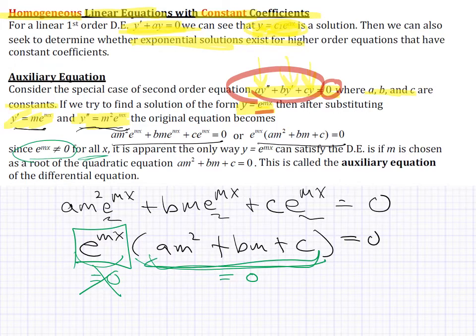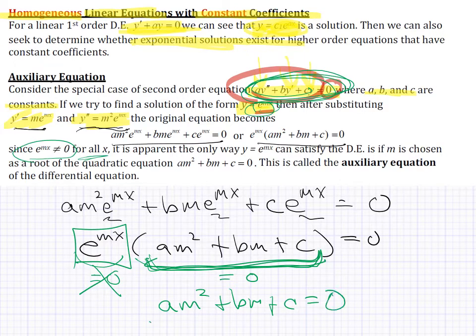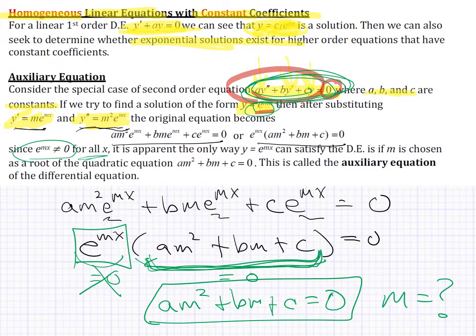For e to the mx to satisfy this differential equation, this would have to equal 0 so that the left side could equal the right side, so that it could be a solution. Well, figuring out what m's would make am squared plus bm plus c equal 0 essentially amounts to solving this quadratic equation for m. And as long as I can find a solution to this quadratic equation for m, then e to the mx will satisfy the corresponding differential equation. And this equation is called your auxiliary equation.